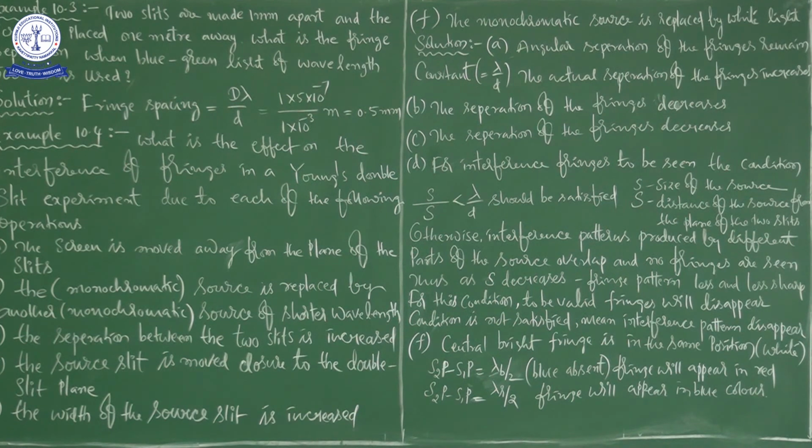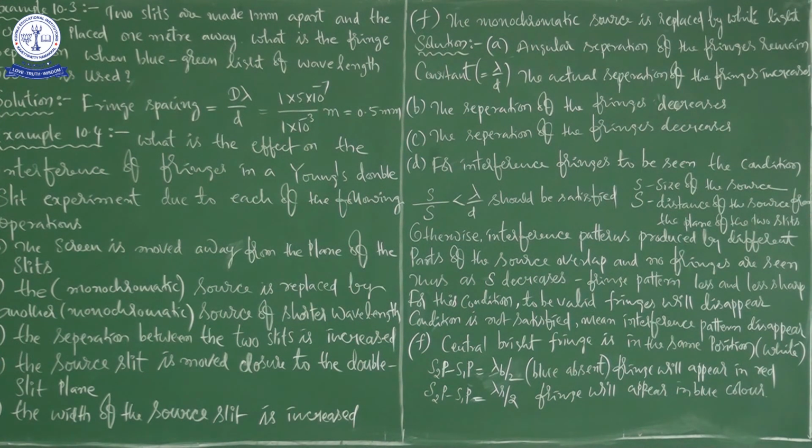So whatever you are doing, whether you are increasing the width of the source slit, or making the source slit move closer to the double slit, there are two changes: increasing the width of the source slit, or decreasing the distance between the source slit and the double slit plane. There should be some condition.